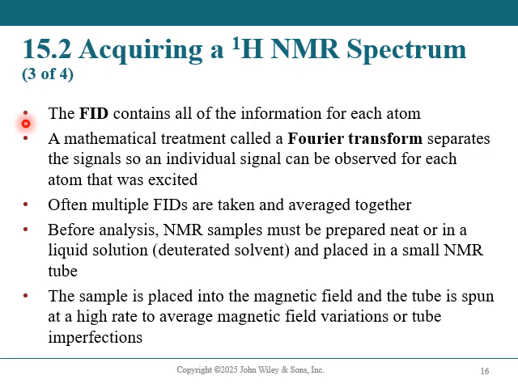Before the analysis, NMR samples have to be prepared neat or in a liquid solution, usually a deuterated solvent. Deuterium is an isotope of hydrogen, and we use it because it has an even number, so instead of the odd number that you will see in hydrogen, it's actually 2. The sample is placed in a small NMR tube. The sample is placed into the magnetic field, and the tube is spun at a high rate to average magnetic field variations or tube imperfections.